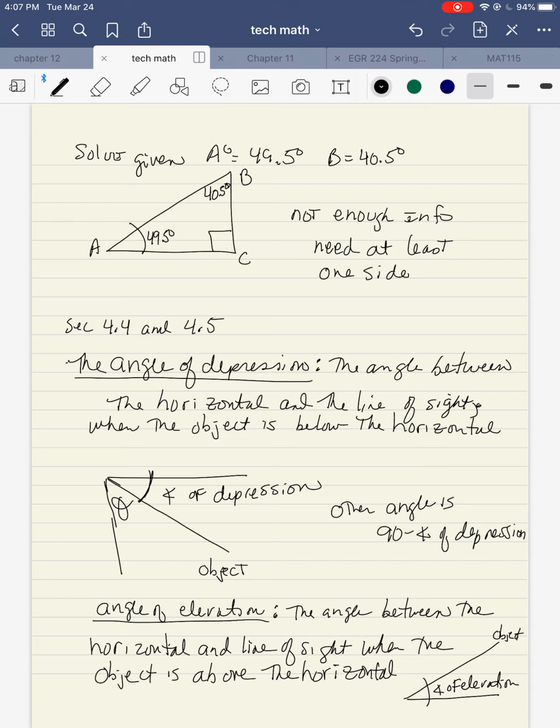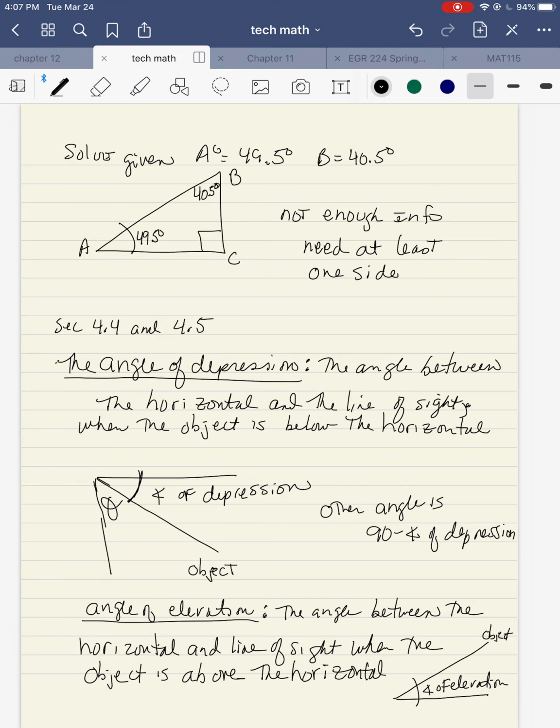The angle of elevation is the angle between the horizontal and the line of sight when the object is above the horizontal. So here I have the object is above the horizontal, the line of sight is going up to the object, and that's my angle of elevation.